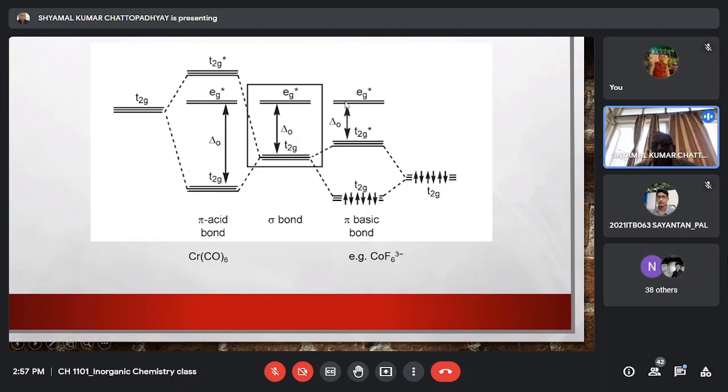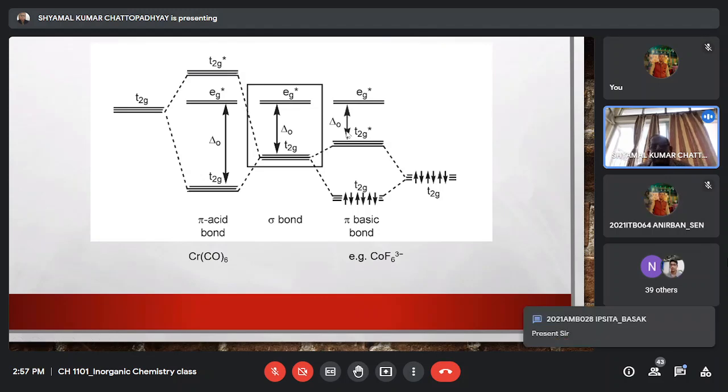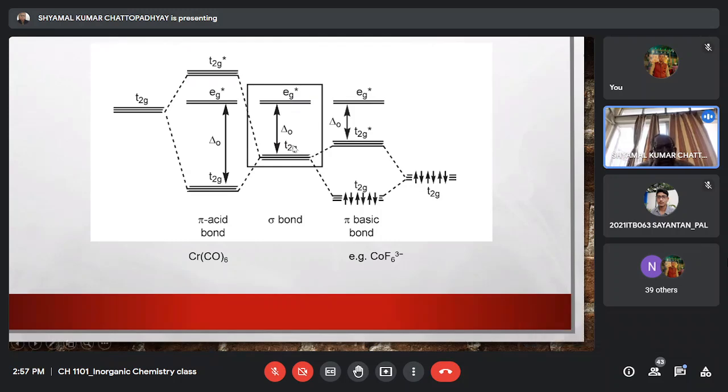So sigma donation as well as pi donation from the ligand will result in a decrease of the crystal field strength. That means any ligand which is both a sigma donor and a pi donor will decrease the crystal field strength. On the other hand, if the ligand is a pi acceptor, then the ligand has a vacant t2g orbital, and your metal contains a t2g orbital which has some amount of electrons, and they interact in this way. So you form a bonding orbital and an anti-bonding orbital.